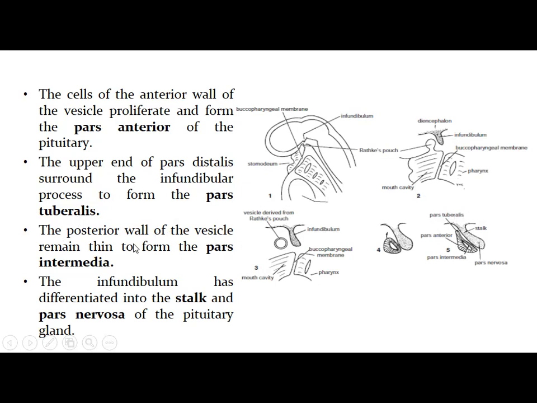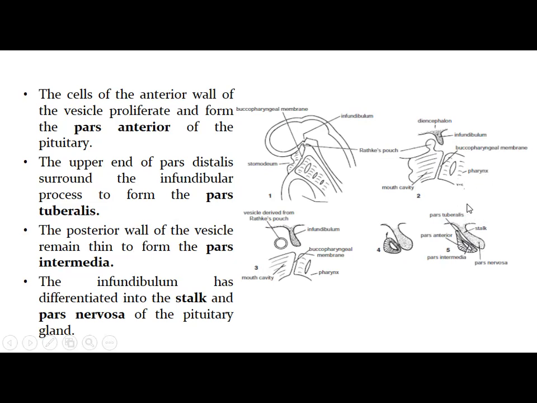The posterior wall of the vesicle remains thin to form the pars intermedia. The posterior part of this vesicle doesn't develop and it forms the pars intermedia. So these are the three parts of the pituitary developing from Rathke's pouch.